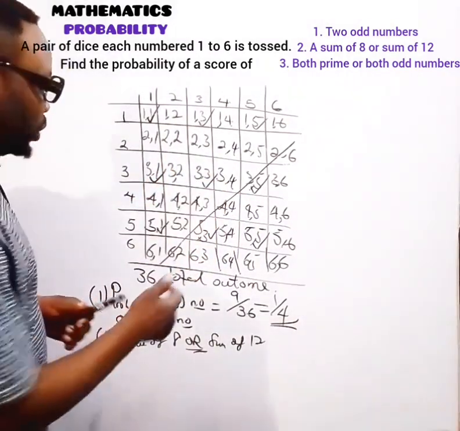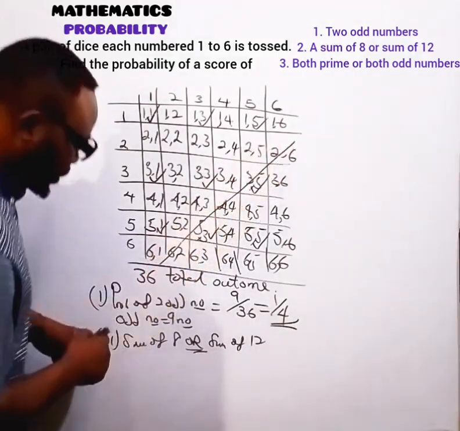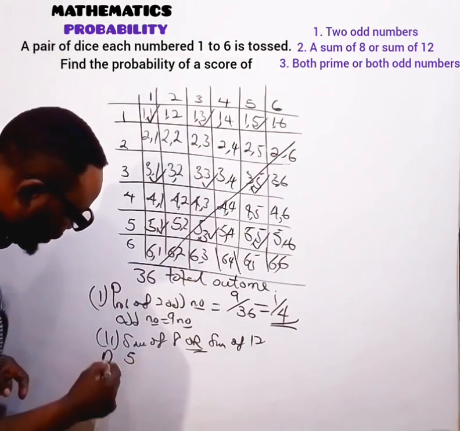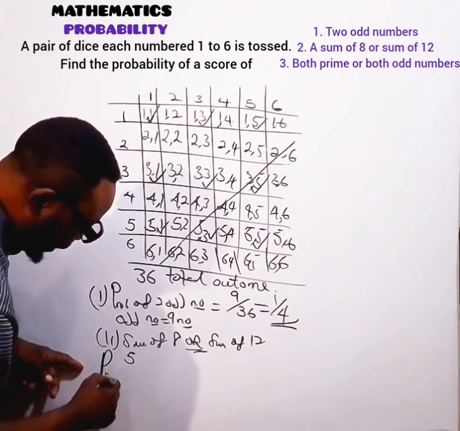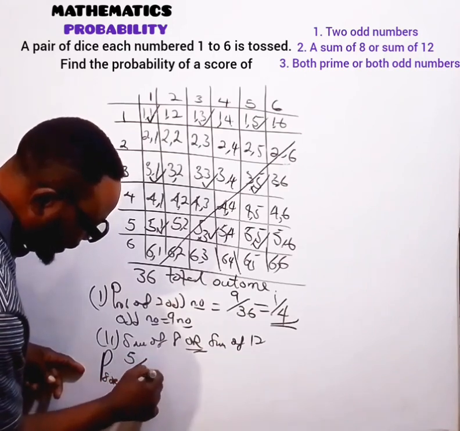Now, how many numbers have we been able to get that sum to 8? 1, 2, 3, 4, 5. That is going to be equal to 5. Probability of sum of 8, probability of 8 or 12, will be equal to 5 over 36.